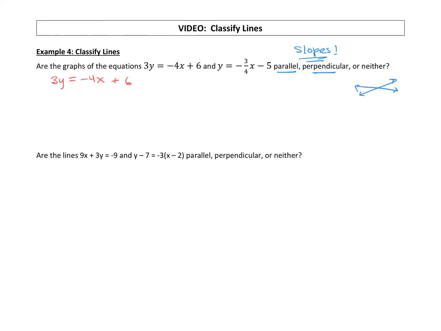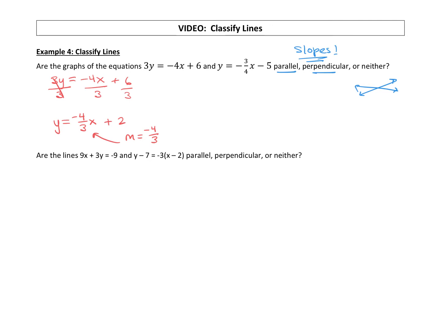If you solve for y, you have y equals mx plus b. We can solve for y pretty easily if we just divide by 3. So I'm going to divide every term by 3. y equals negative 4/3 x, plus 6 divided by 3 is 2. And now we have slope-intercept form, so I can easily find the slope of negative 4/3.